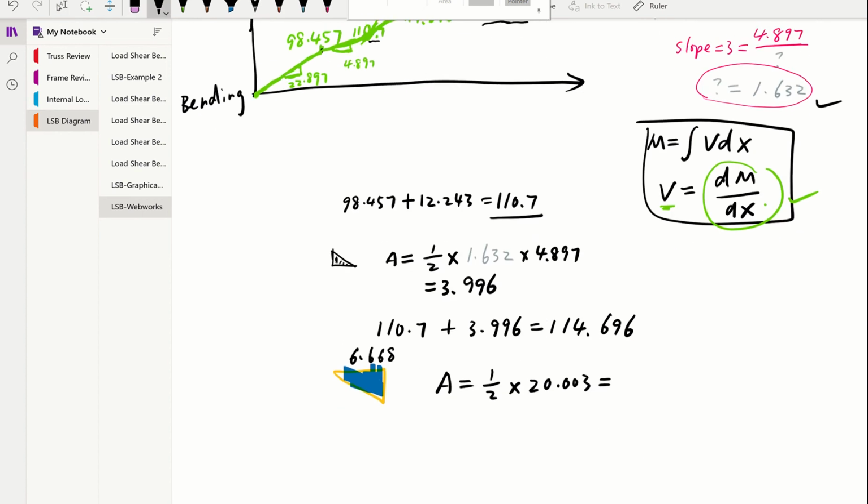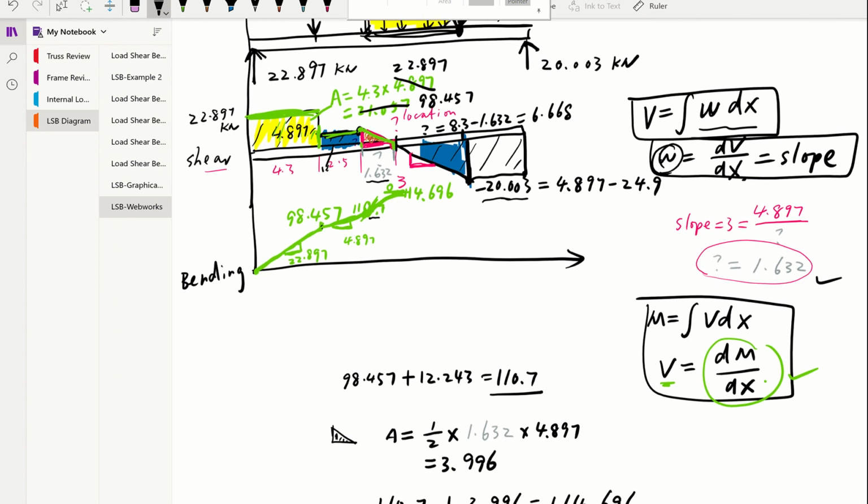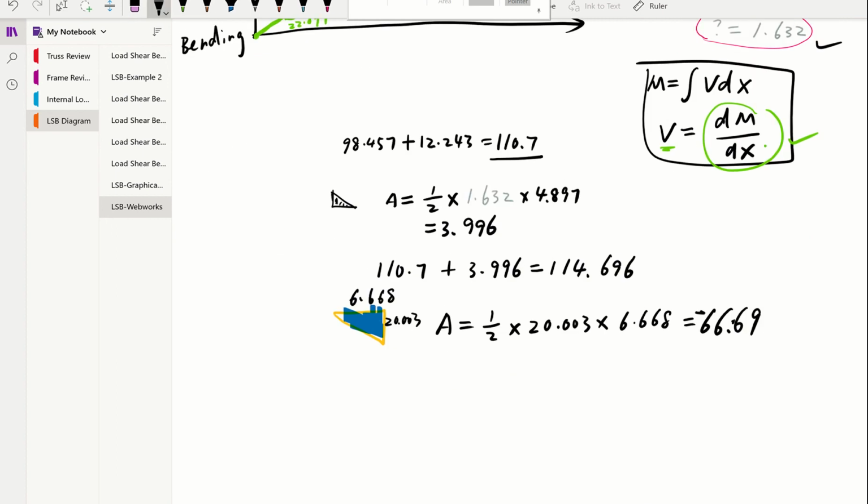So we're going to calculate the area. So base times height times 6.668. That will give us, let me write down this here, dimension. All right, then times 20.003 divided by 2. That gave me 6.69. Okay, so would this area be negative? Yes, indeed, because it's below.